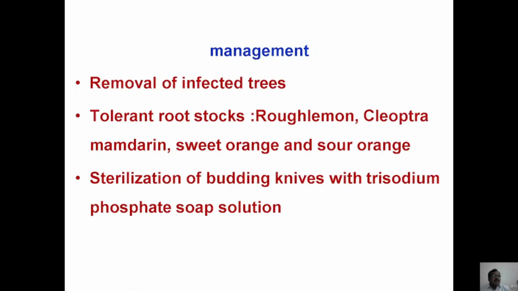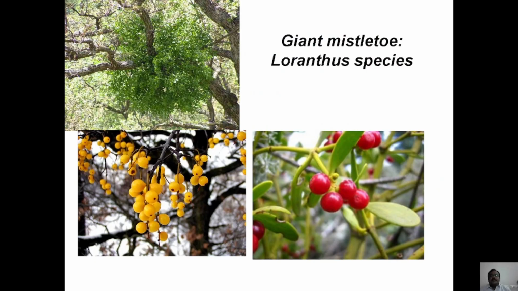For managing this disease, remove the affected parts and use tolerant rootstocks like rough lemon, Cleopatra mandarin, sweet orange, and sour orange, and sterilize the tools used for budding or other intercultural operations with trisodium phosphate or soap solution. Completely disinfect those tools and then use them in the field to avoid spread from the infected to the healthy plants.